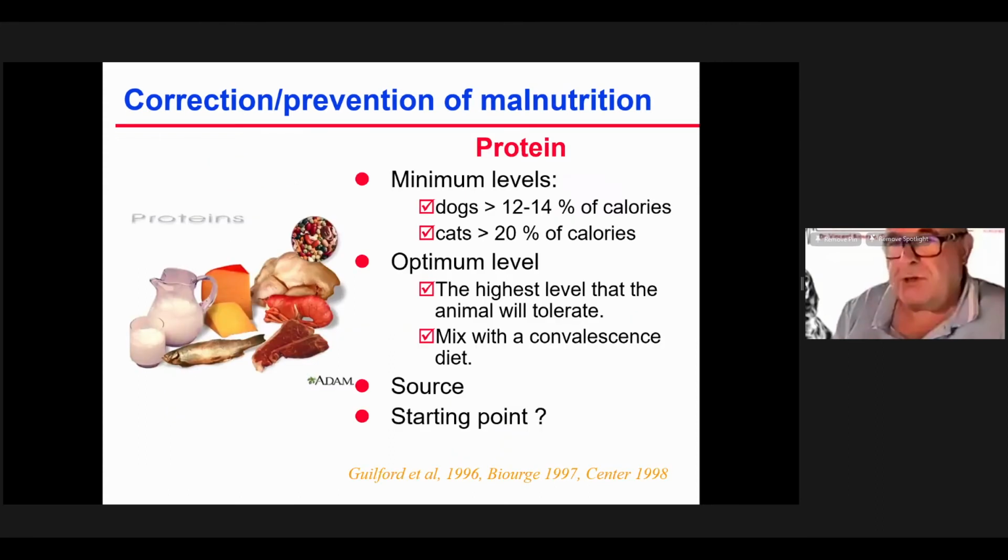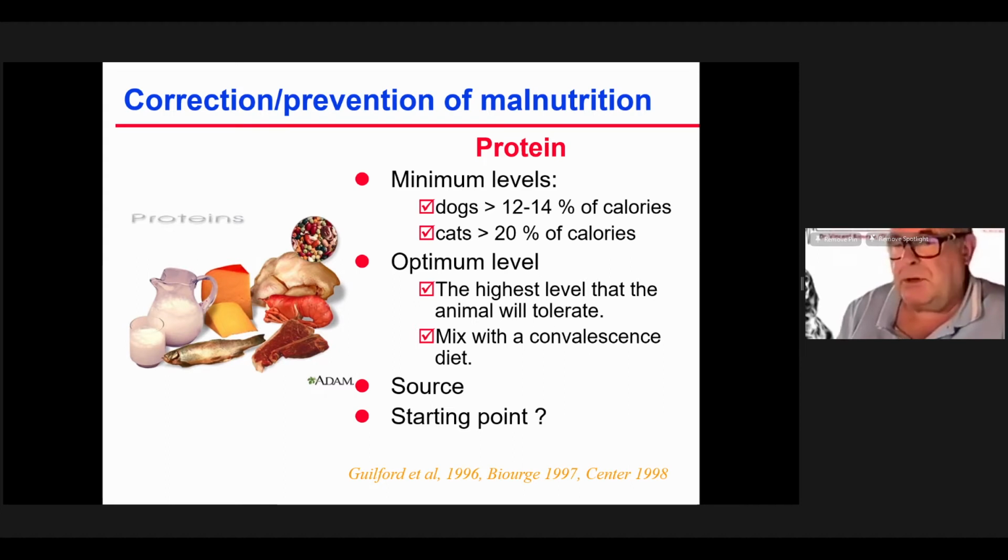The second very important nutrient in a patient with liver disease is protein. Dogs have a dietary requirement of protein of around 12 to 14%. And when I say that, it's a minimum requirement of 12 to 14%, when you feed a protein of very high quality, with very high digestibility, and a very good balance of amino acids. So it's not every protein, it has to be a very good high quality protein. For the cat, it's even higher because the cat has to use some protein to make energy. So it's required 20% calorie.